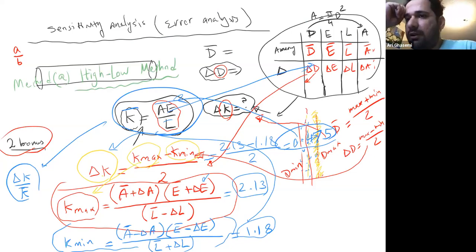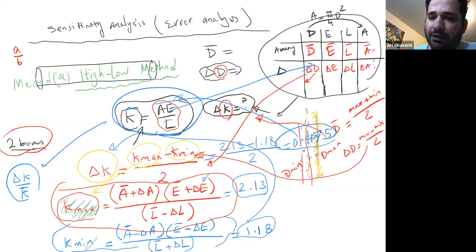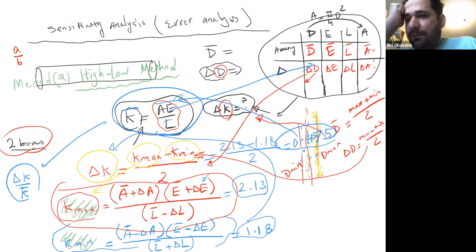Why do we call it high-low? Because we find K max and K min, high and low, and then we use this to find delta K. That's the reason we call this method high-low, because it's based on the high and low, right?